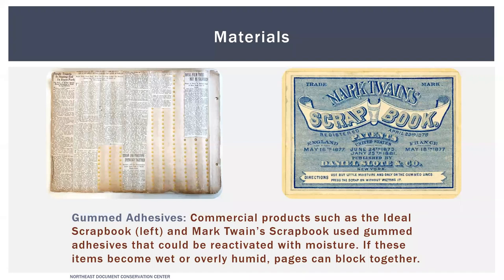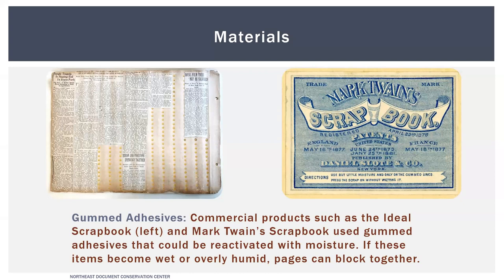So we're gonna talk about adhesive just a little bit longer. Transparent tape, AKA Scotch tape, wasn't invented until 1930. So before that time, other adhesives were used. Glue or paste is wet and messy and needs to dry. Some commercial scrapbooks were sold with a gummed adhesive applied to the page. The Ideal scrapbook is shown on the left, and that is a brand name, not a personal endorsement.